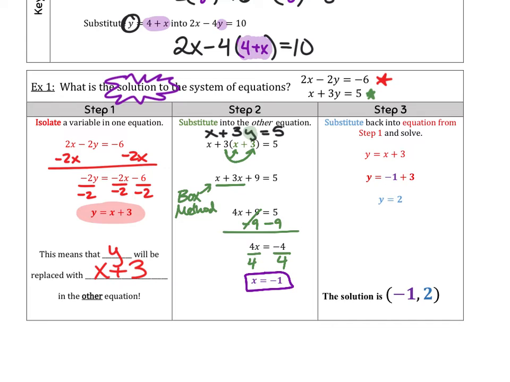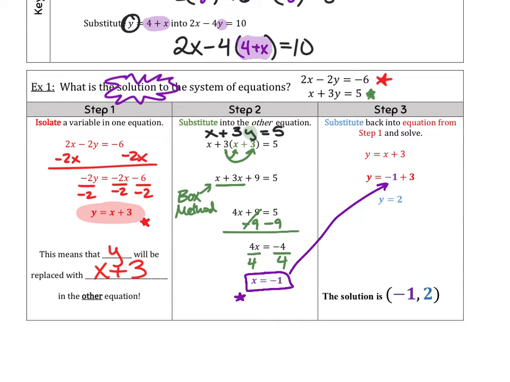Now, I have one of the values of my solution, but remember, solutions are coordinate pairs, so I'm not done when I just found one of them. But the next part is super simple. We're just going to substitute back in that value of negative 1 into our red equation, the equation that we solved for. So I'm going to take y equals x plus 3, but instead of x, I'm going to plug in that negative 1.